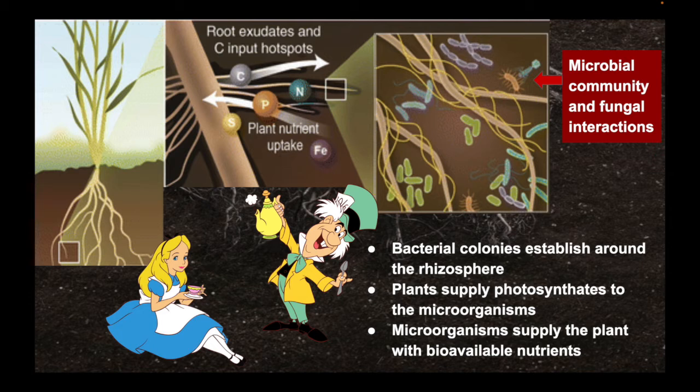Bacterial colonies establish around the rhizosphere, feeding on the root exudates produced by the plant and multiplying in the rich environment around the roots. Along with the carbon from the root exudate, these bacteria consume a range of other compounds found in the soil, breaking them down into bioavailable plant nutrients. This is where the fungi come into play.